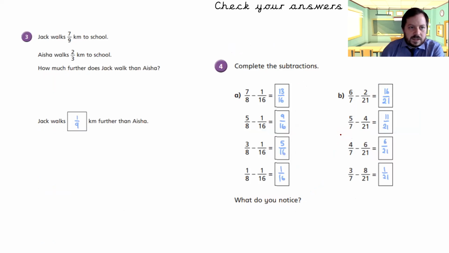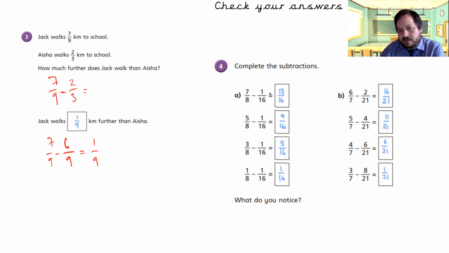Okay. The next ones here, we have Jack walks 7/9 of a kilometre to school. Aisha walks 2/3. So how much further does Jack walk than Aisha? So what we want to do is 7/9 minus the 2/3. So the first thing we need to do is put this in terms of ninths. So we've got 7/9. Then we've got to times this by 3 to get the 9th there. So 2 times 3 is 6. So that's a 9 as well. 1/9, and that is that there.